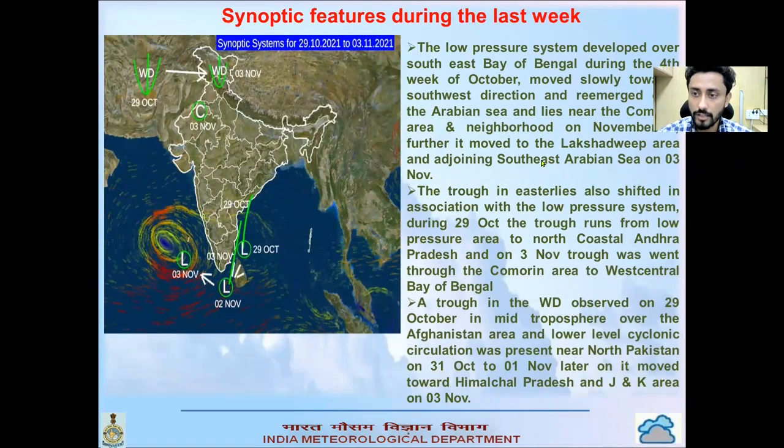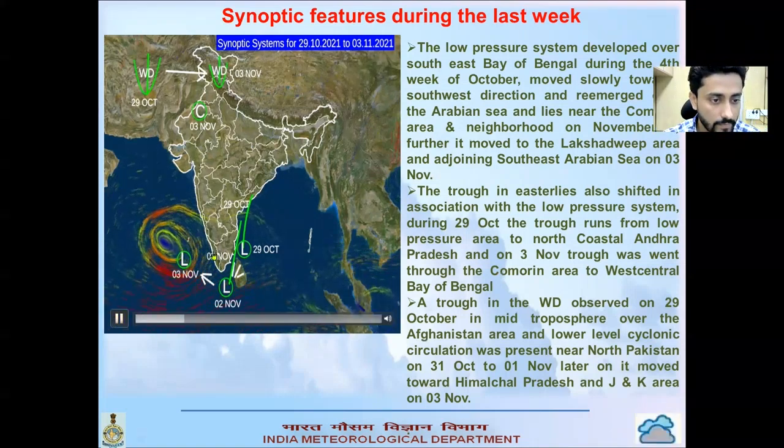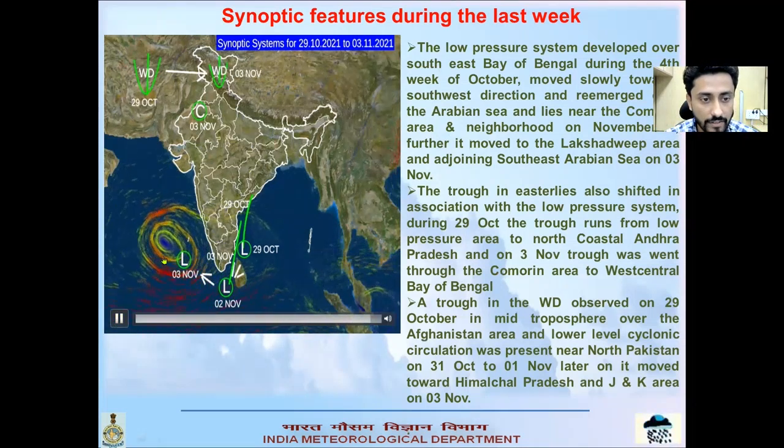Today I'm going to explain what the weather condition was for the last 1 week, what the weather condition is for today, and what is going to happen for the next 2 weeks. Let's start the discussion with the synoptic features during the last week. You can clearly see the animation of the present situation over the whole of India and its neighboring region.